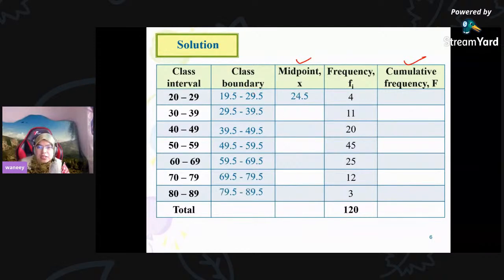So let me go faster. The midpoint: 20 plus 29 over 2, so 24.5. And then 30 plus 39 over 2, so 34.5. 40 plus 49 over 2, so this is 44.5. 50 plus 59 over 2, so this is 54.5. 60 plus 69 over 2, so this is 64.5. 70 plus 79 over 2, so this is 74.5. 80 plus 89 over 2, so this is 84.5. So the cumulative, we always start with our frequency here, which is 4.